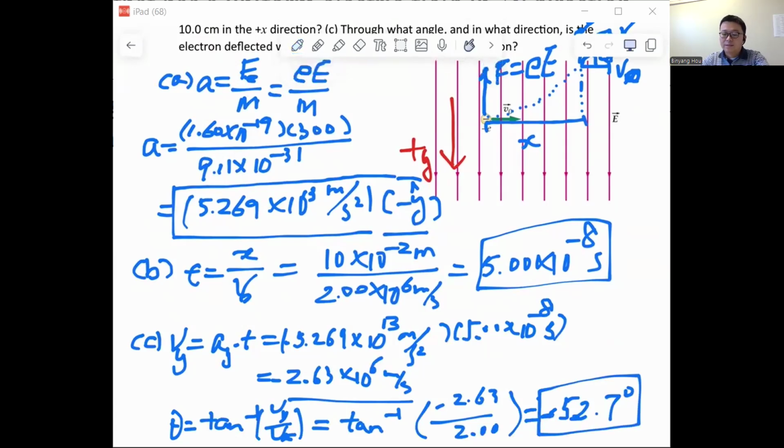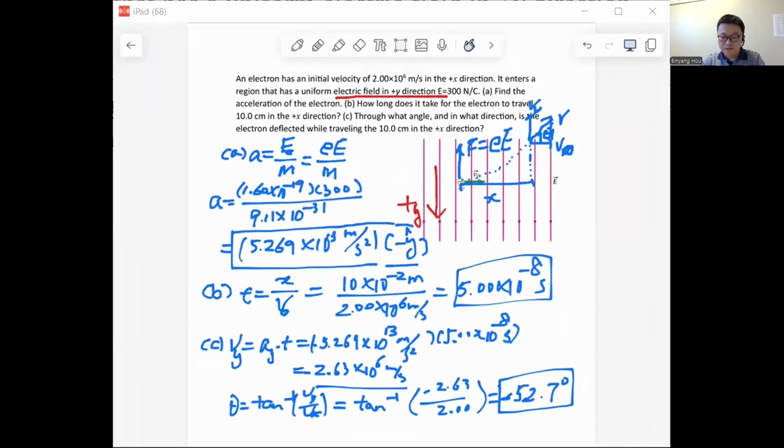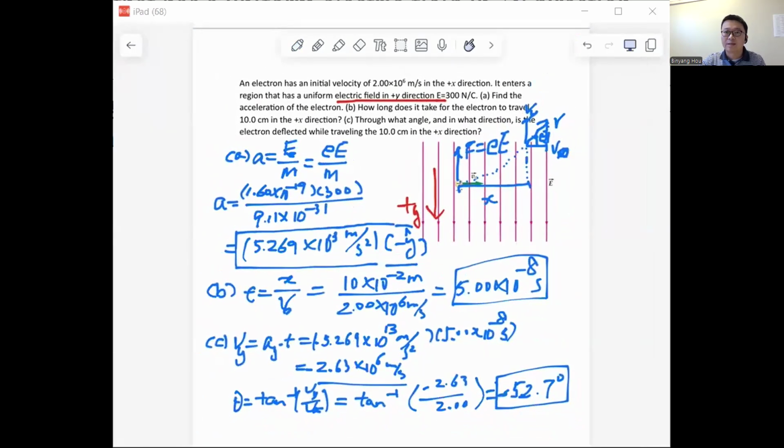All right, so that's how you will solve this problem. Let's see if we can zoom in a little bit so you can see everything together. All right, now we are going back to the slide.